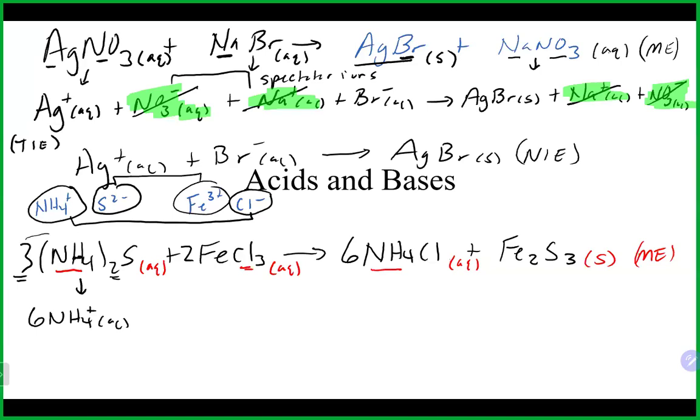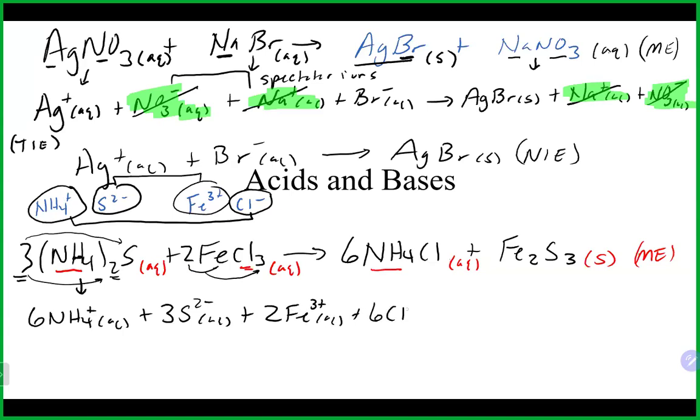The 3 will also get distributed to the S behind it as well. And this is basically 3 times 1, and we will then end up with 3 sulfides with a -2 charge. Any questions on that? Same thing here. We have a 2, which gets distributed to both of those guys. So that's going to tell us we have 2 iron 3s and 6 chlorides as we distribute it there.